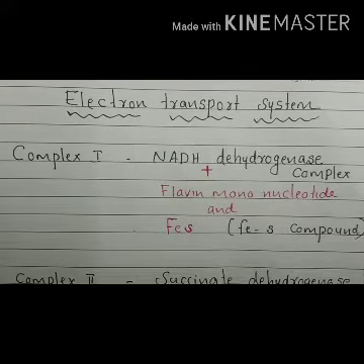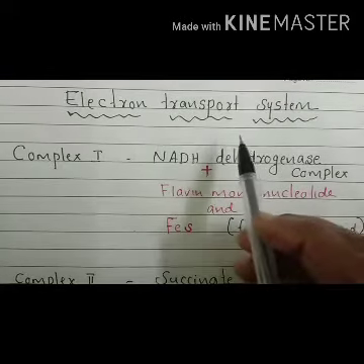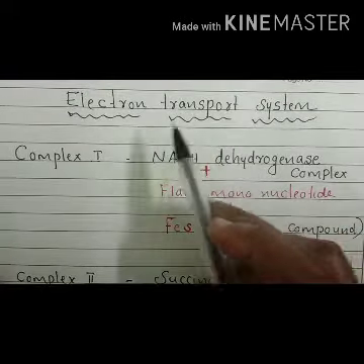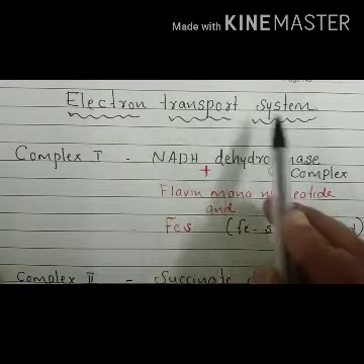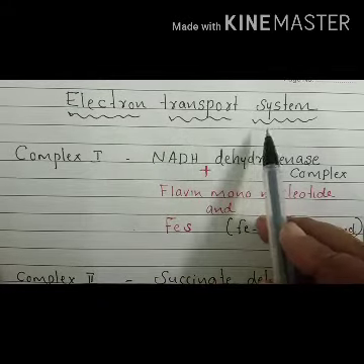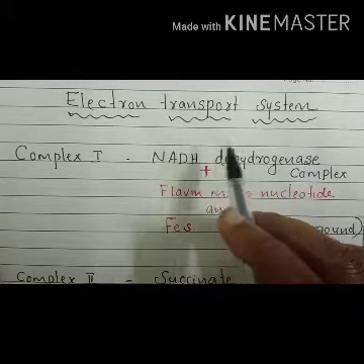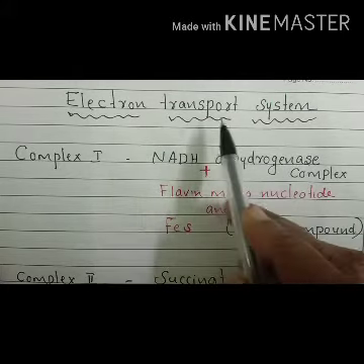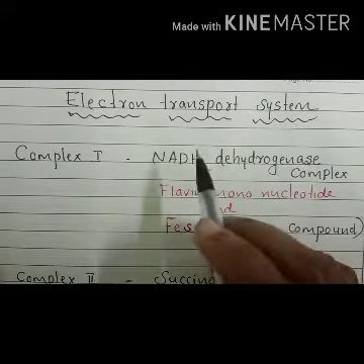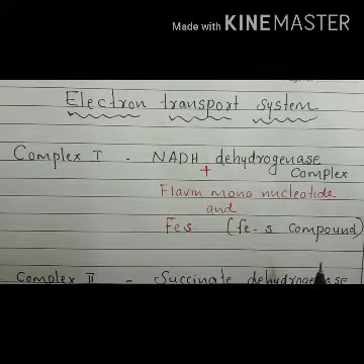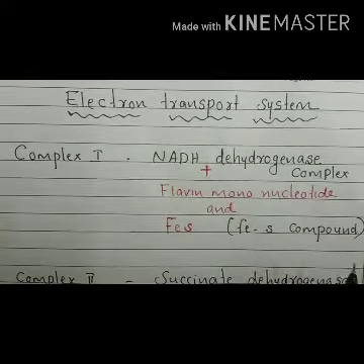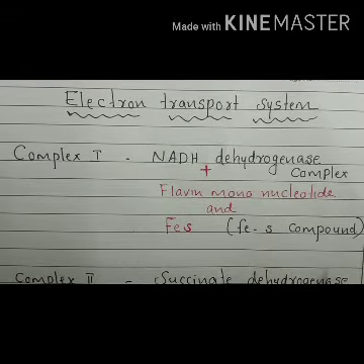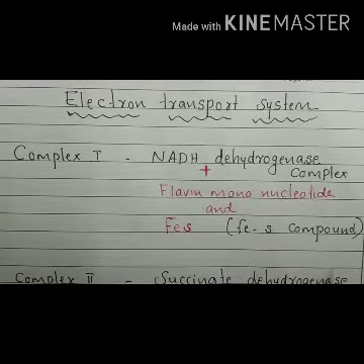Today we are going to study an important topic which is coming under respiration, that is electron transport system. So this explains how energy is formed. In this electron transport system, there are mainly 5 complexes present. In addition to these 5 complexes, we can see 2 prosthetic groups also.